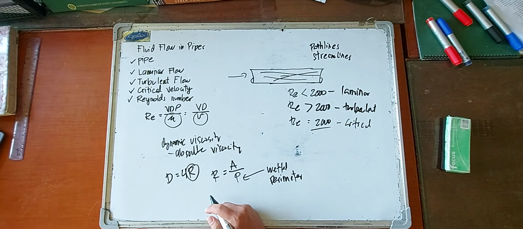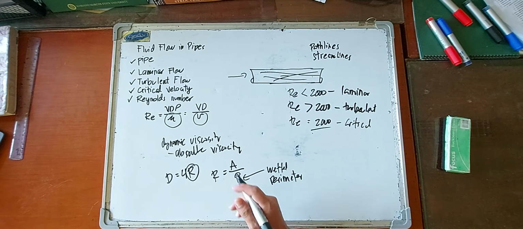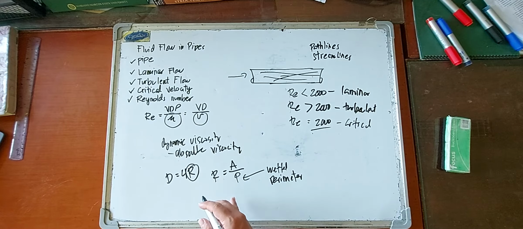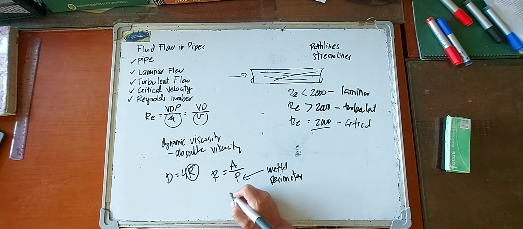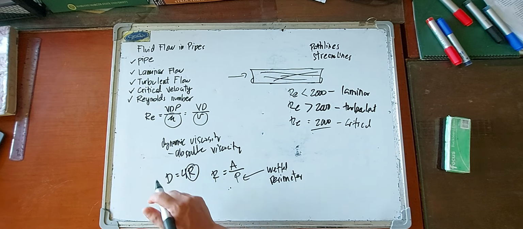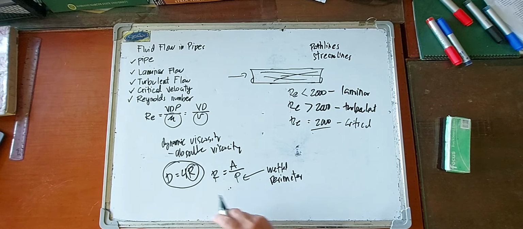Okay, since we are dealing with pipes naman, the flow is full, na punong-puno yung pipe. That means the wetted perimeter is also equal to the perimeter of the section. Okay. Sa channels kasi hindi, no? So yeah. So that's it. So pag hindi circular yung pipe, instead of D, we can use the hydraulic radius to solve for the Reynolds number. Okay.